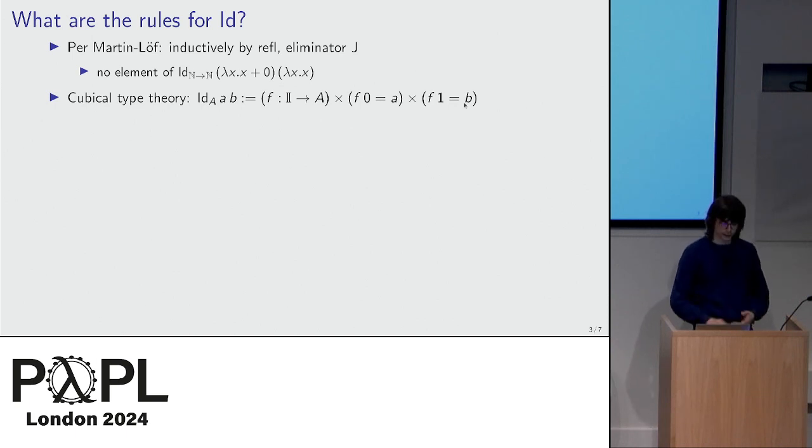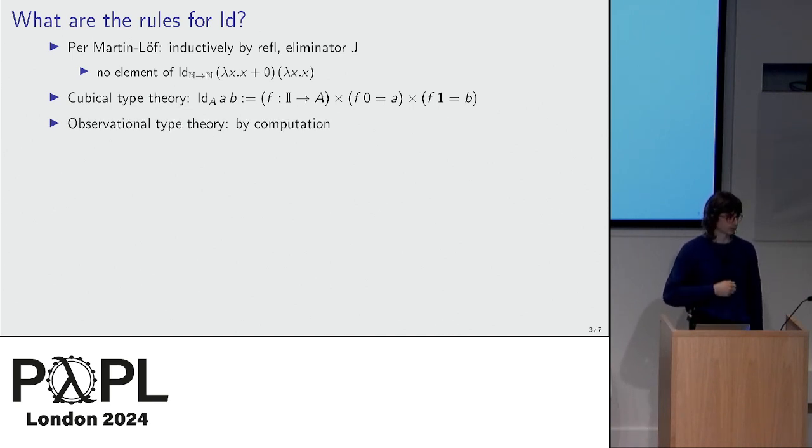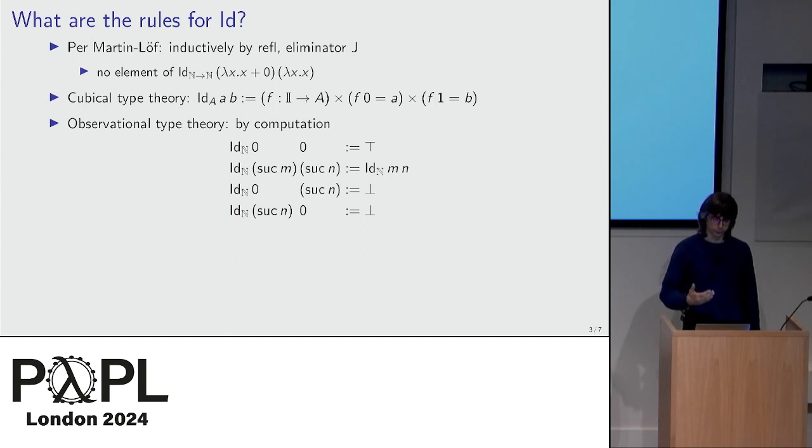And with this, you can actually prove the previous one, so function extensionality becomes provable. Then there's another way, observational type theory. Here we define the identity type by computation. For example, the identity type of natural numbers is given by these computation rules.